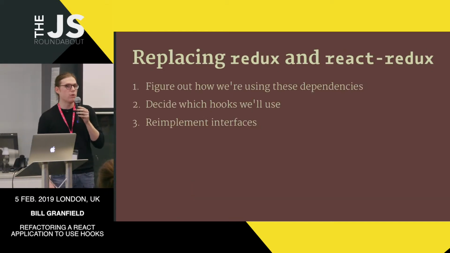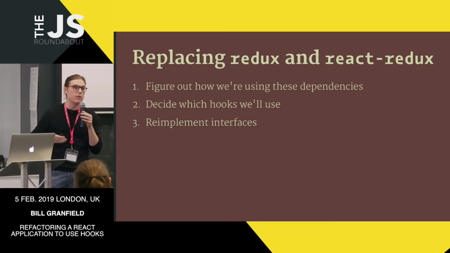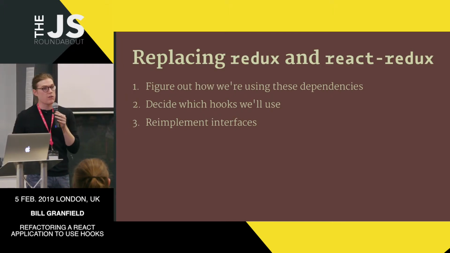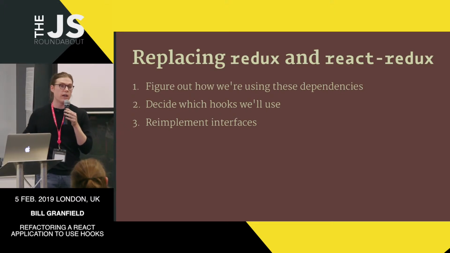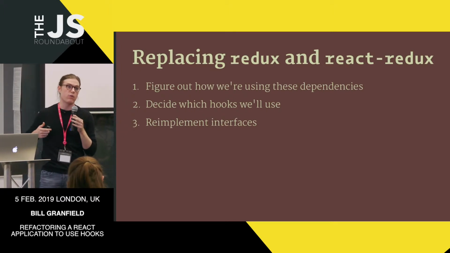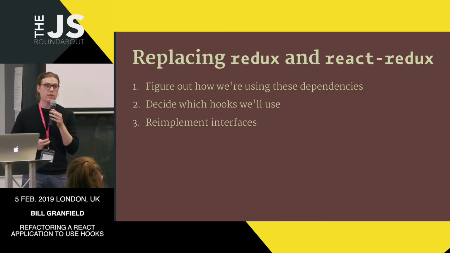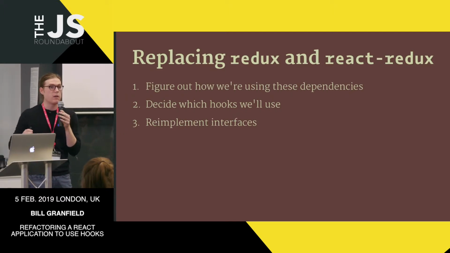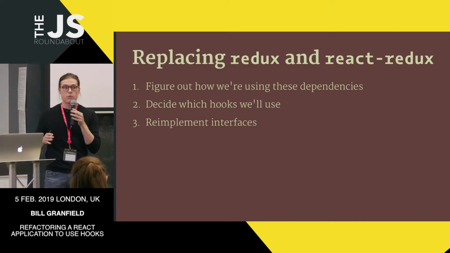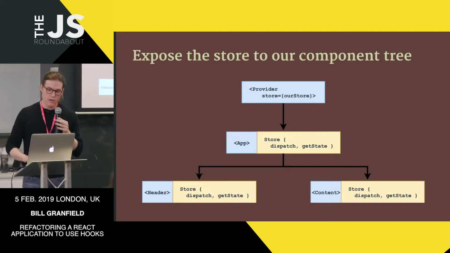So the basic steps for pulling out Redux and React Redux from this app are going to be, first of all, to figure out how we actually are using Redux and React Redux and what they're doing for us. And then once we've figured out where in the application we're using these dependencies, we're going to decide which hooks we can use to replace them. And then finally, once we've figured out which hooks we're going to use and where we're going to use the hooks, we're actually going to re-implement the Redux and React Redux interfaces so that we can replace these dependencies with minimal changes to our code. And eventually we're going to see that it actually requires shockingly few changes to the code base to replace these dependencies. So let's get started.